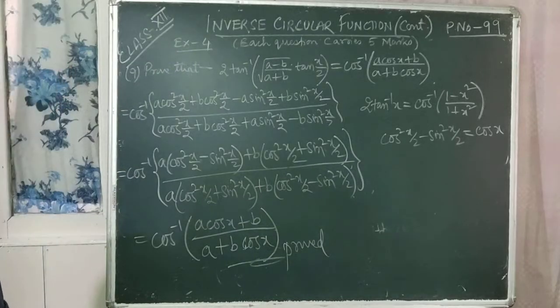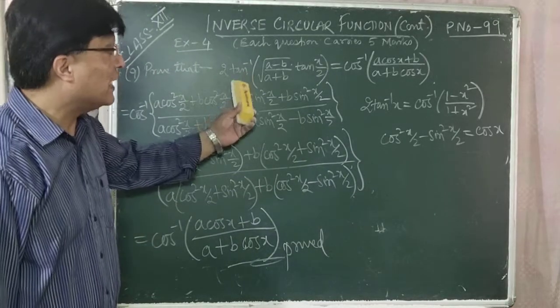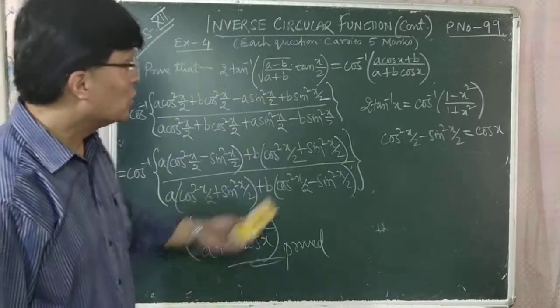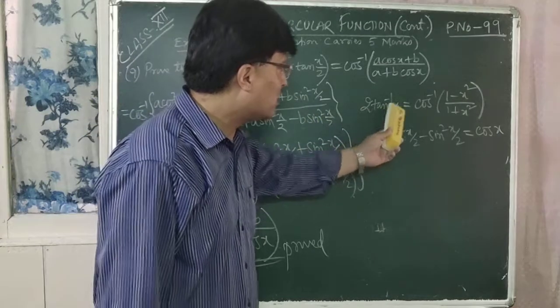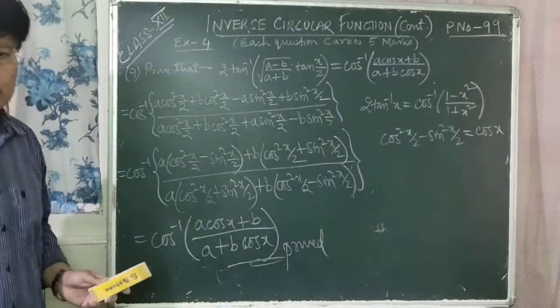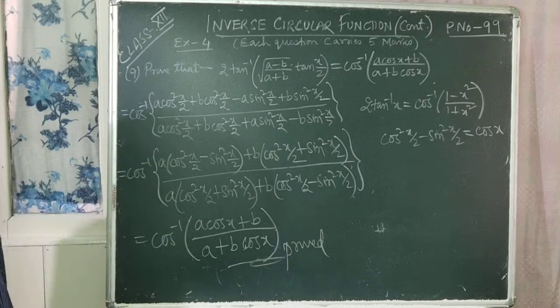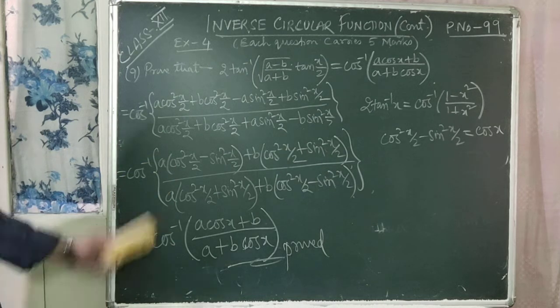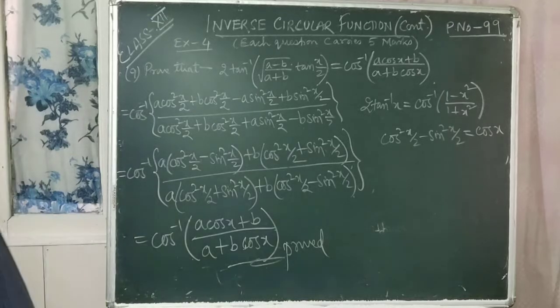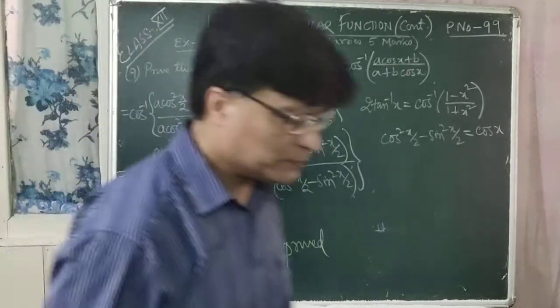Is that clear to all of you? So we have proved this LHS is equal to RHS using the formula 2 tan inverse x is equal to cos inverse within bracket 1 minus x square upon 1 plus x square. Is that clear to all of you? So you can copy it. We'll do the next question now.